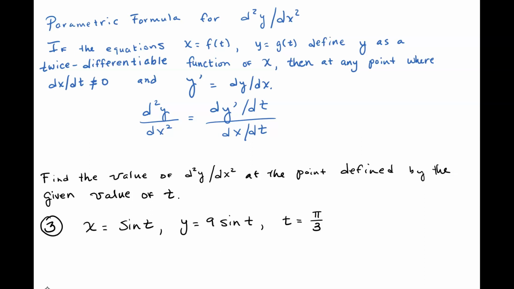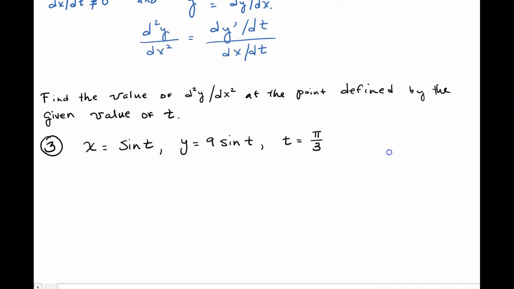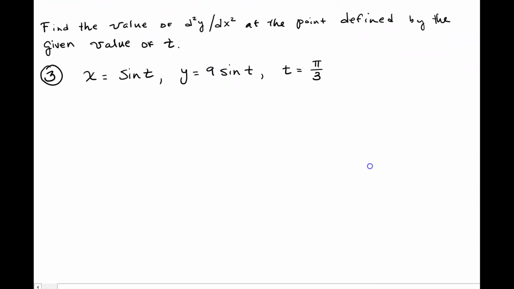We're going to take a look at a couple of examples. The first one says find the value of d2y/dx2 at the point defined by the given value of t. So we have x equals sine t, y equals 9 sine t, and t equals pi over 3. This problem is rather simplified. We're going to look at another example right after that's a little more involved.